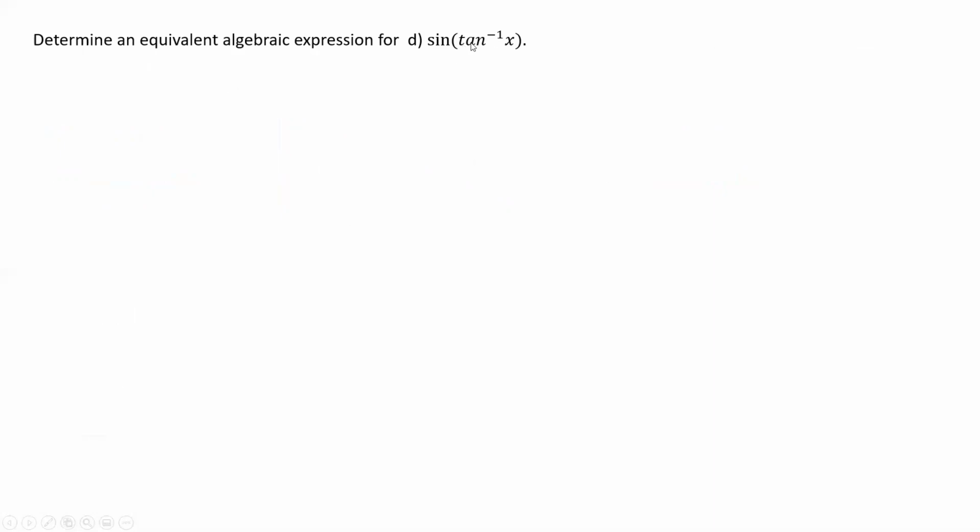Start from the inside. The angle whose tangent is x. We'll call it theta. We'd really like to get rid of that inverse tan. We can do it by taking the tangent of both sides of the equation. The tangent of the inverse tangent of x is just x, and we still have tan theta. Time to draw a triangle.